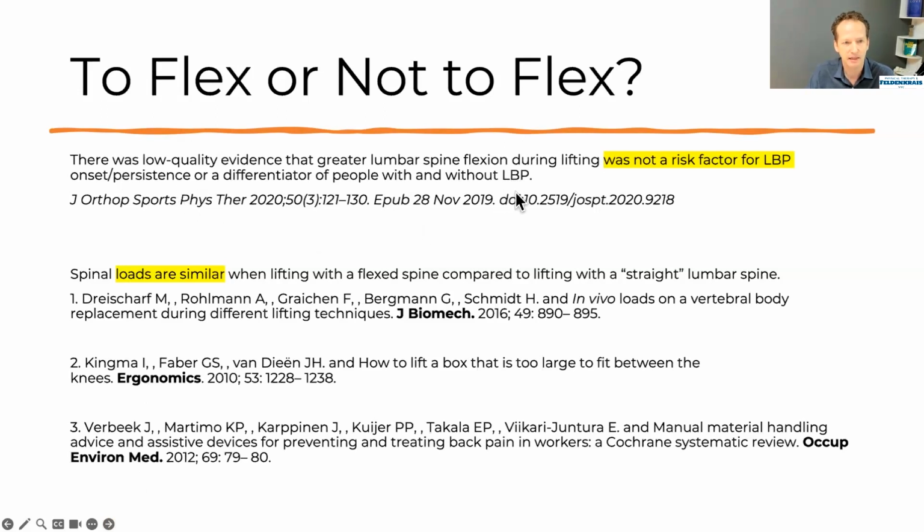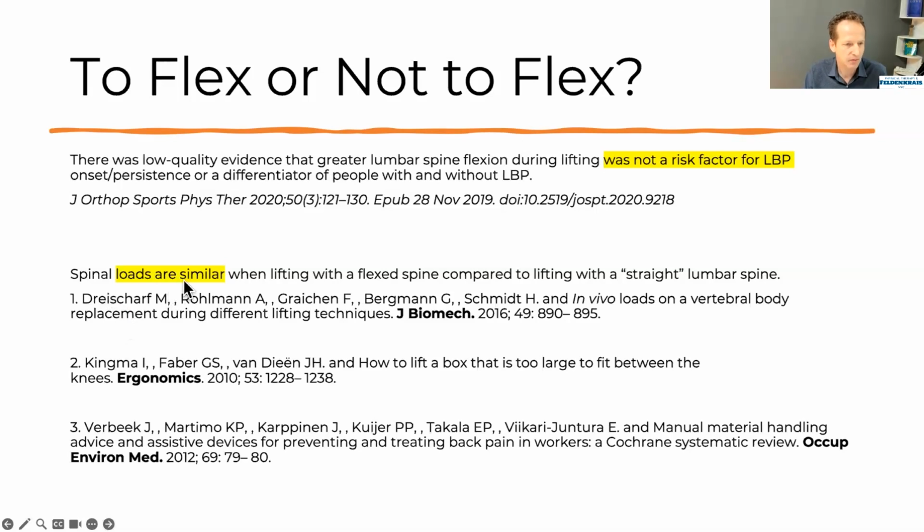Here was a solid study that showed lifting weights with spine flexion, because so often you hear, right, you should lift with a straight back. This is an across-the-board recommendation. However, the studies show that maybe not. There was no risk factor between people with more lumbar flexion or less lumbar flexion with risk of low back pain.